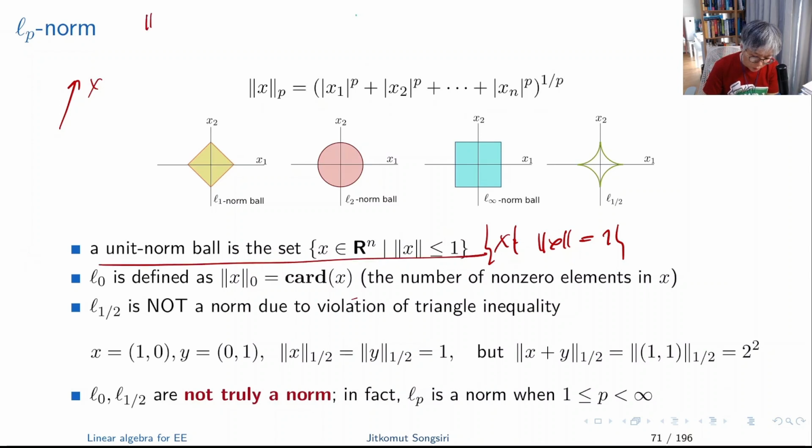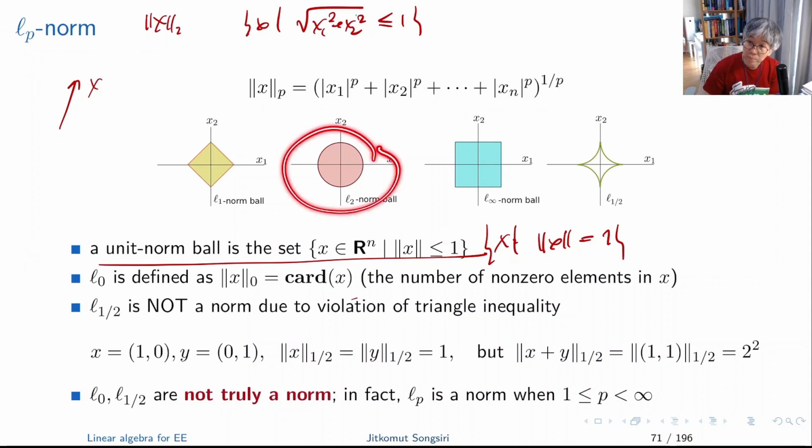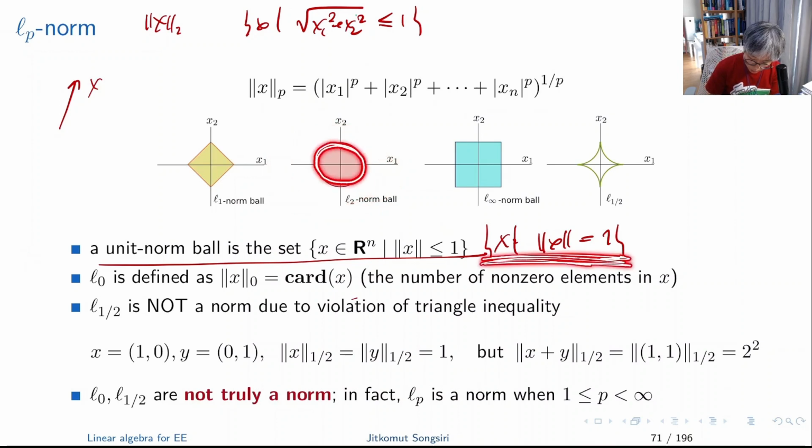For the two norm, you know that it's going to be the set where the square root of the sum of squares is less than 1, all right? So it's going to look like a circle, right? And for this set, it means that you include only the points on the boundary.